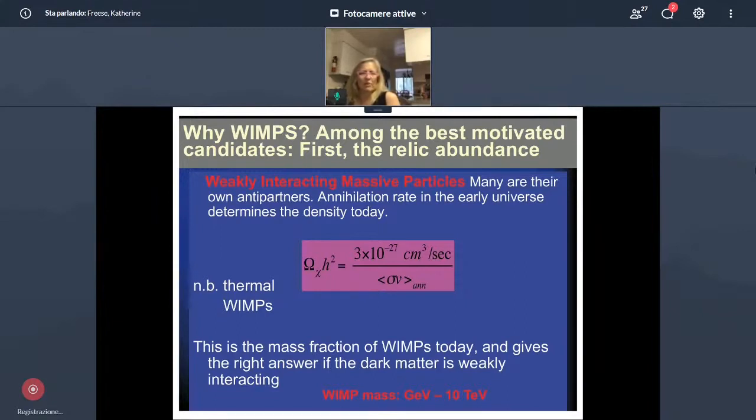And this is the answer in this purple slide. For these thermal WIMPs, you get roughly the correct answer to explain the dark matter that we see today, with the only ingredient in this calculation being a weakly interacting cross-section for the annihilation. And the masses of these particles range from GeV to 10 TeV. Okay, next slide, please.